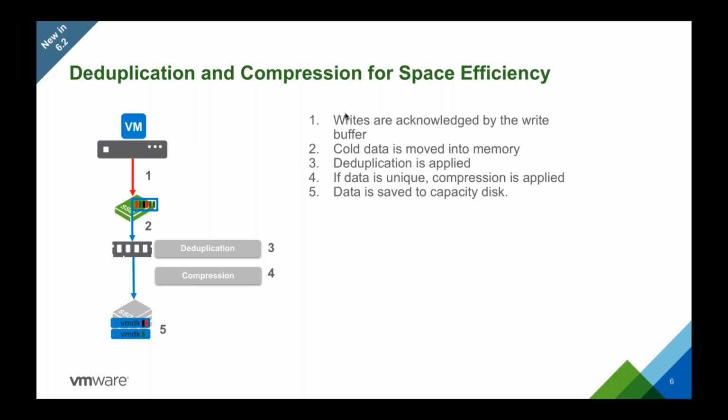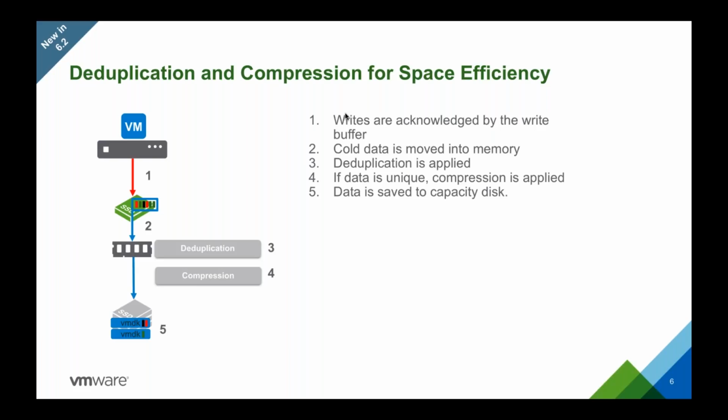And this data, at this point, it's in memory. It was already going to be in memory because there was an inline migration from the write buffer back to the capacity tier. So we're going to run a SHA-1 hash. If it matches, great. That means we have duplicate data. We're not going to waste compute on compression. We're just going to write a pointer and be done with it.